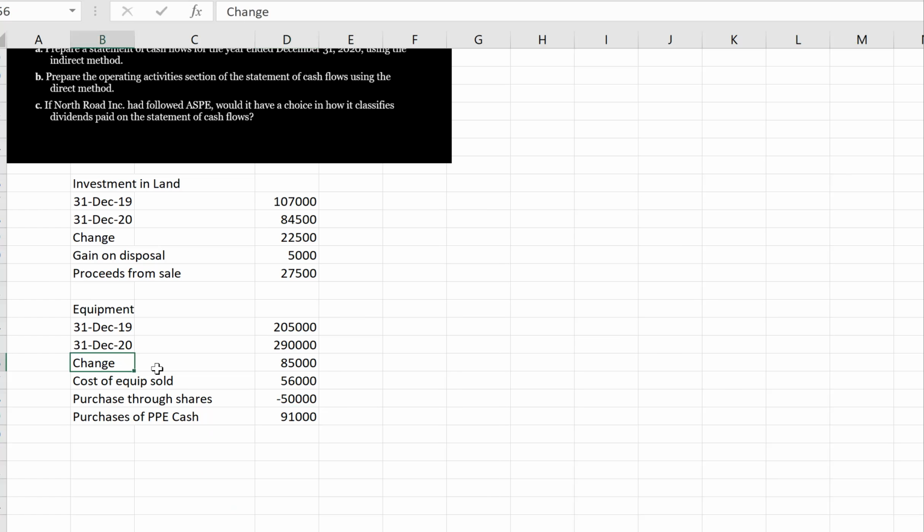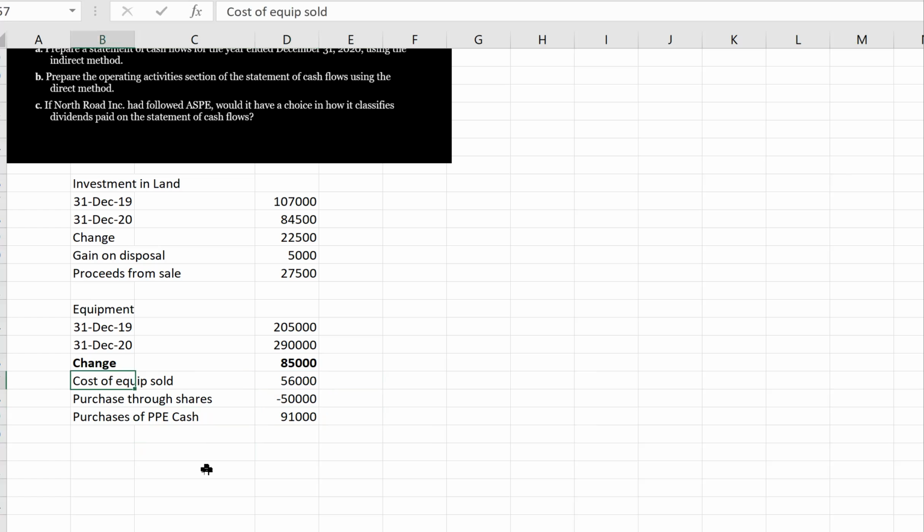So let's take a look at what we've got here. We've got the change in the account. So we say, okay, over the year, PP&E increased by 85,000. So does that mean we purchased 85,000 of equipment? Well, it would if that was the only thing that had gone through the account. But we also reduced the account by some of the equipment sold. And we had the purchase of equipment through shares, which would have been a non-cash item. So the sum of the 85,000 and the cost of the equipment sold is going to give us our purchases of PP&E, which is going to be 91,000.